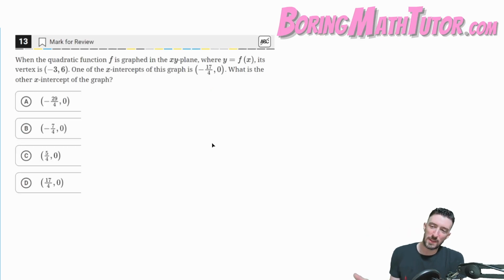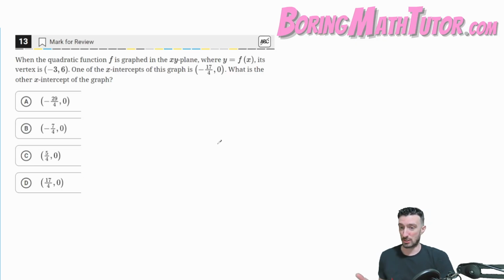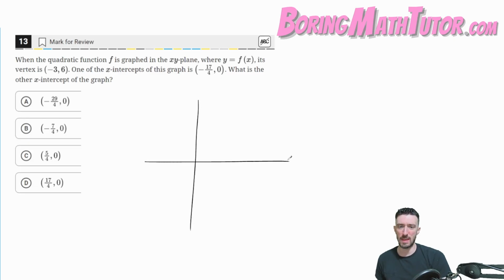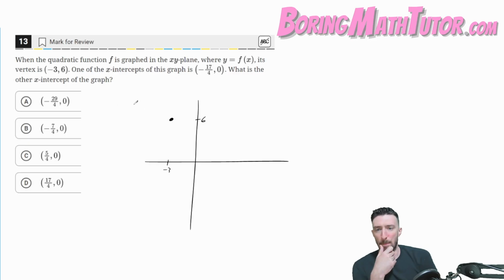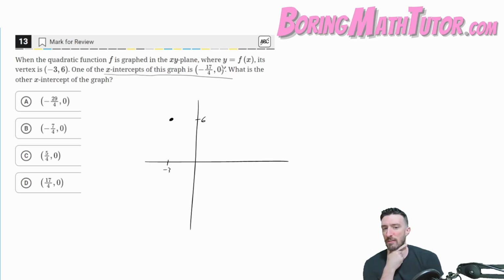In keeping with the trying not to use Desmos when we don't have to strategy, let's do a sketch for this guy. They told me the vertex of my parabola is -3, 6. So let's say that this is -3 and this is 6. Then there we go. That's my vertex. But they're telling us that it's also got an x-intercept of -17/4, 0. Now that's the same thing as saying -4 1/4, 0. So -4 1/4, I guess that might be somewhere around here. I'll just call it -4 1/4.